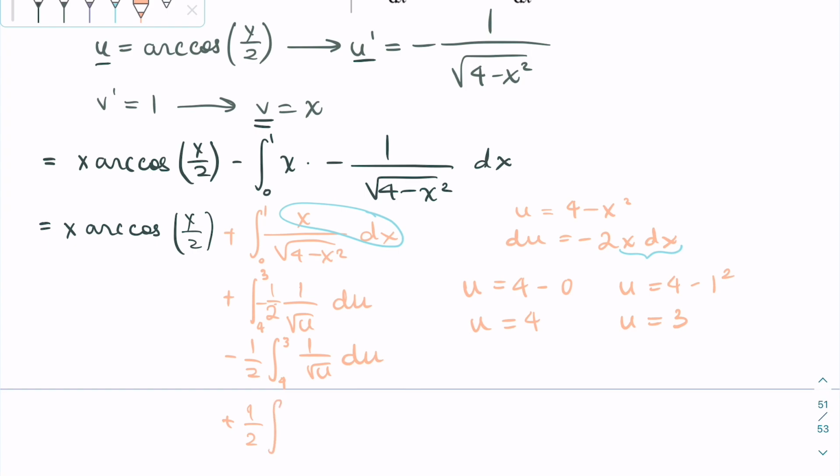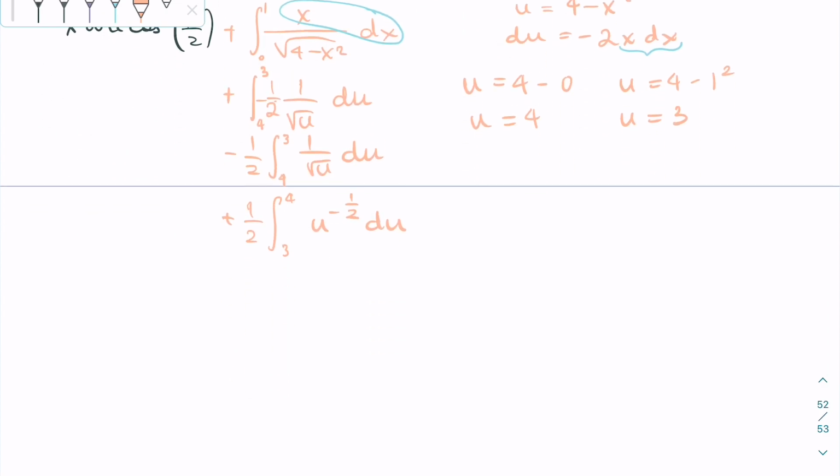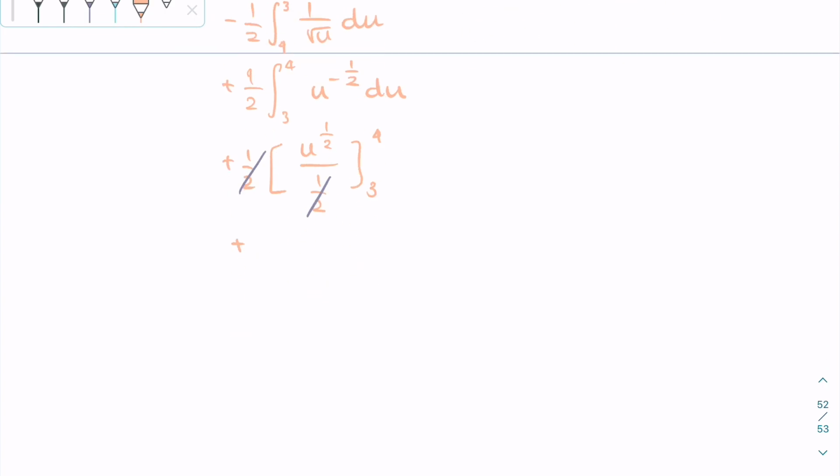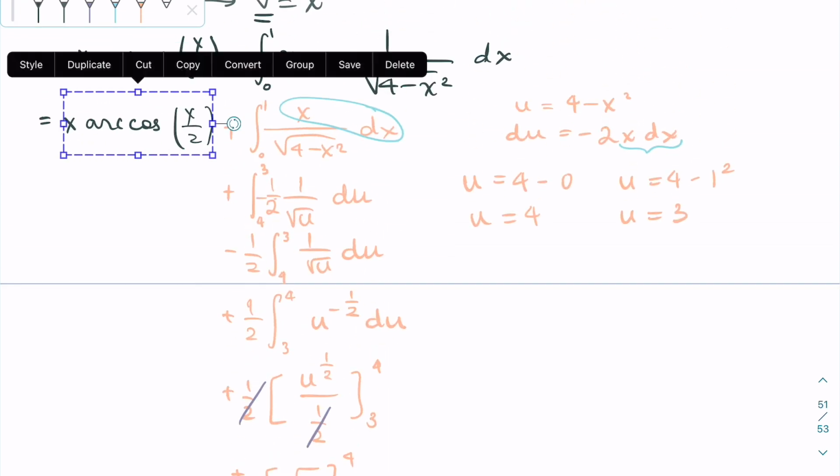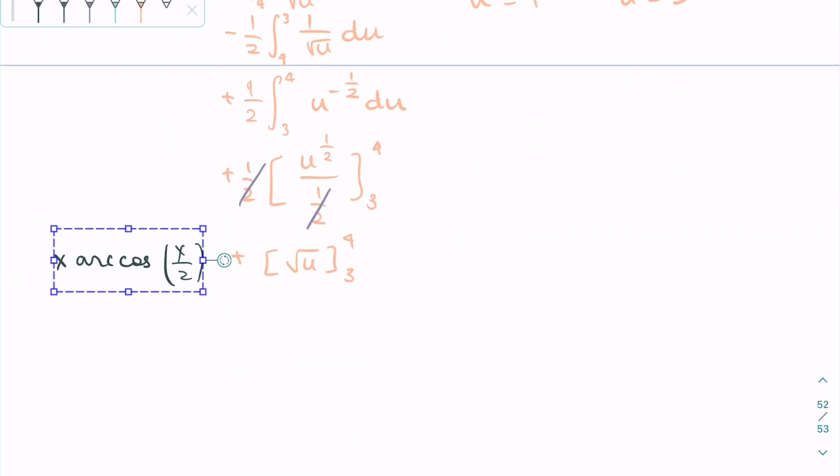Now, the negative integral from 4 to 3 is the same as the positive integral from 3 to 4. And 1 over square root of u can be rewritten as u to the power of minus 1/2. Now we can use the power rule to integrate this integral. And we can copy down the other part of the answer.